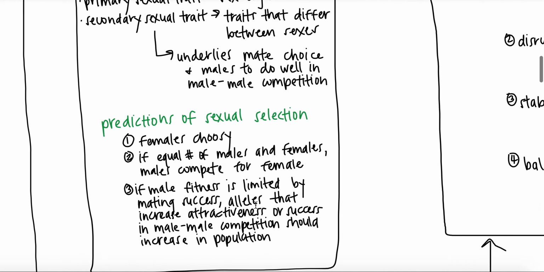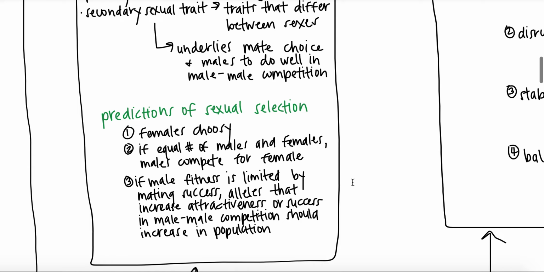So the predictions of sexual selection are, females are choosy. So again, the female must choose a good mate that has good qualities. Also, if an equal number of males and females are in a population, then the males must compete for the female. That goes back to females are choosy. So the female won't just choose any male. So the male must prove that they are worthy enough to mate with that female. So they must compete.